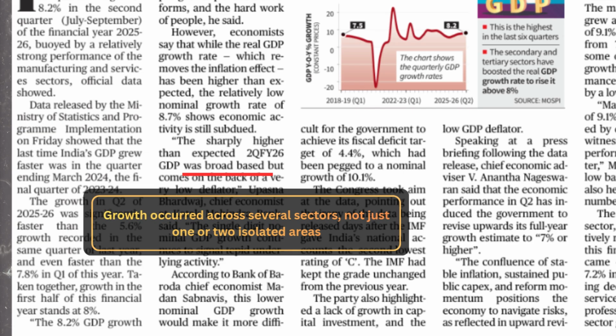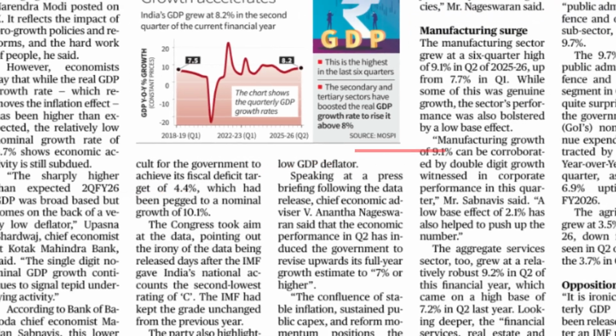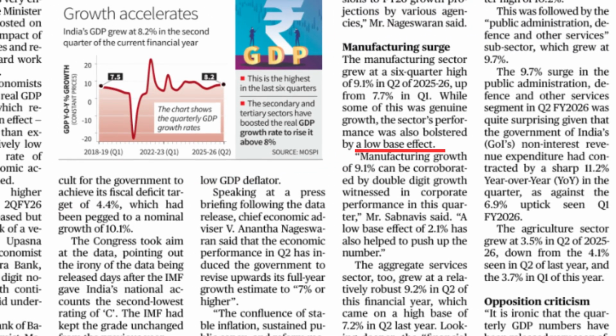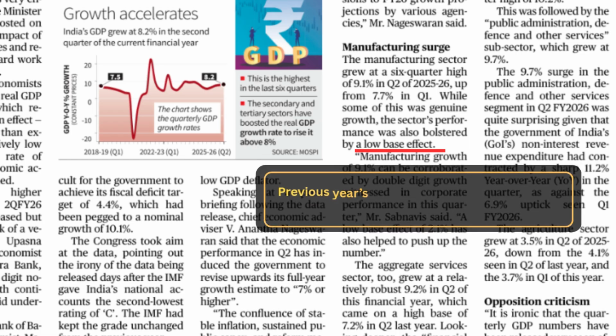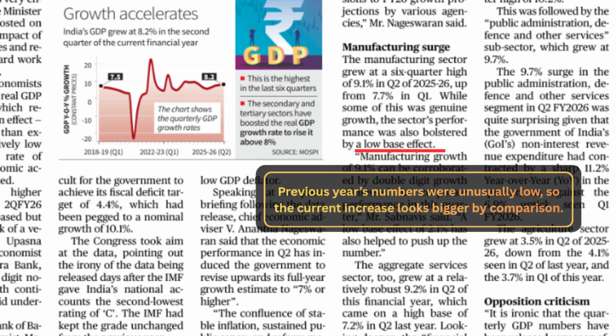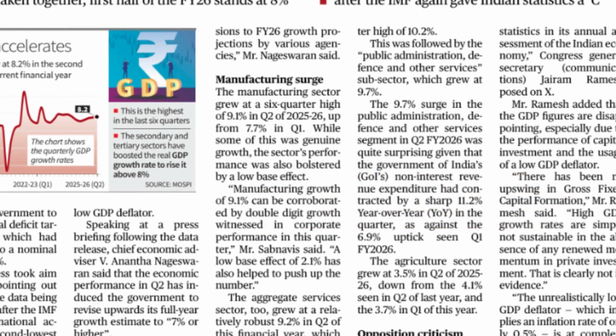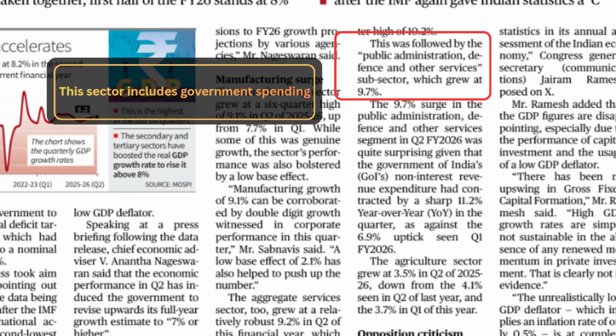However, economists warn that some of this growth comes from a low base effect. This means the previous year's numbers were unusually low, so the current increase looks bigger by comparison. The article mentions public administration, defense and other services. This sector includes government spending, and its growth rate of 9.7% was described as quite surprising, especially because the government's non-interest revenue expenditure had actually fallen sharply.